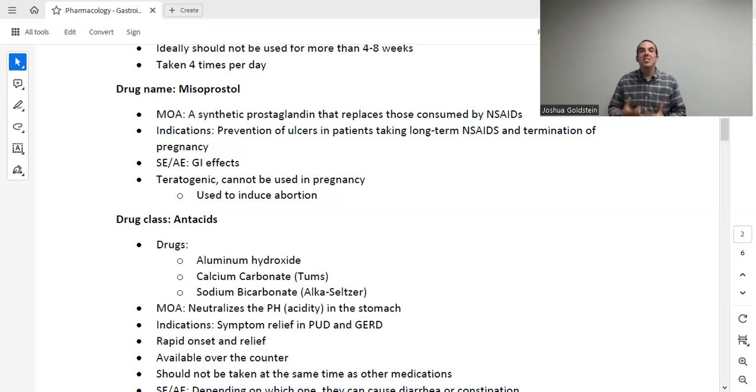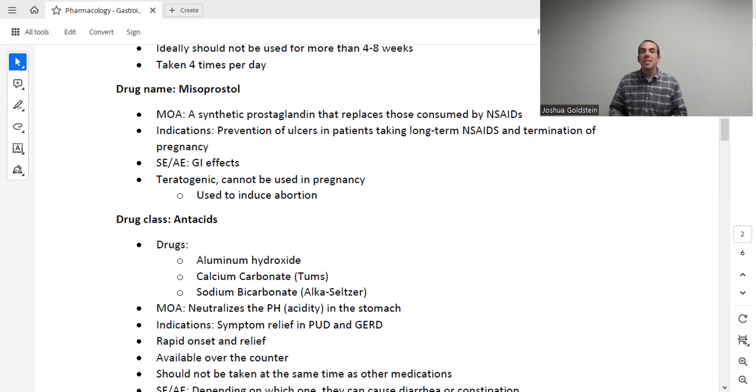What is it? It's a synthetic prostaglandin that replaces those prostaglandins that are consumed by NSAIDs. If you remember back to the lecture on NSAIDs, we talked about NSAIDs being COX-1 and 2 inhibitors. And that's, again, related to the production of prostaglandins, which cause painful inflammation. So by this being a synthetic prostaglandin, it can replace some of what NSAIDs block. What does all of that mean? That means that this medication undoes the harmful GI effects of NSAIDs.